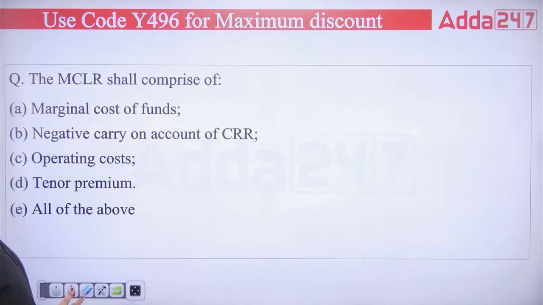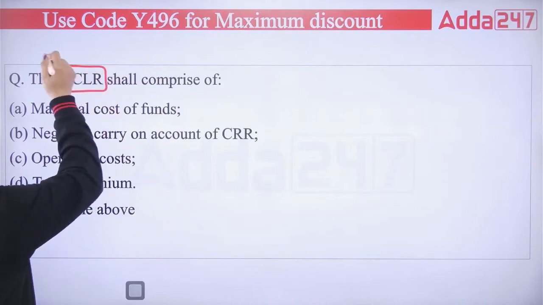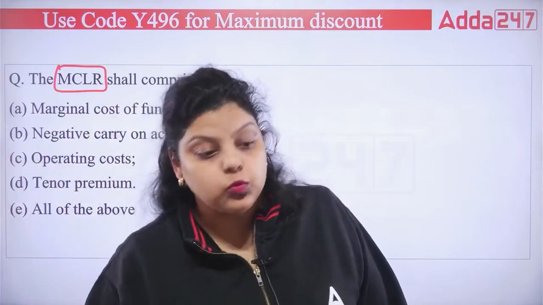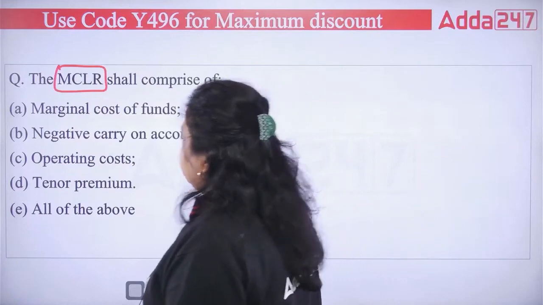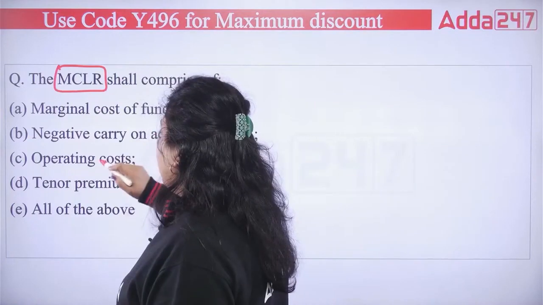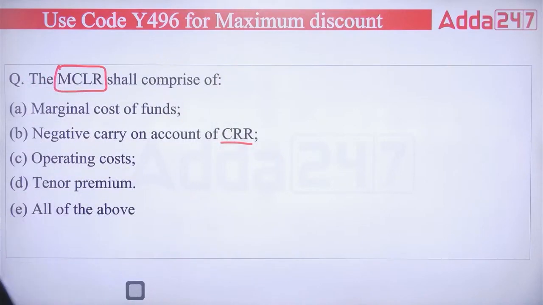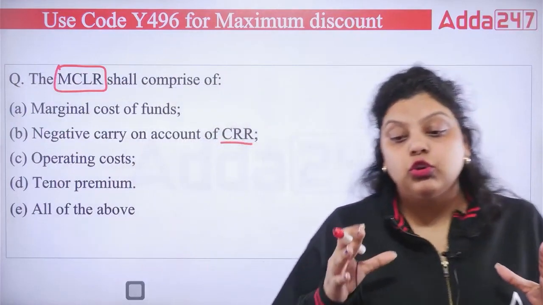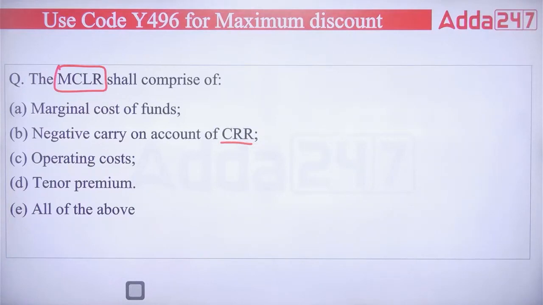Okay. Now the next question: the MCLR shall comprise of what? I have already told you, MCLR is the marginal cost of fund-based lending rate. So the options are: marginal cost of funds, negative carry on account of CRR, operating cost, tenure premium, or all of the above. Which of these is part of your MCLR, by calculating which you get the actual MCLR rate to be charged on the loan accounts from your customers?